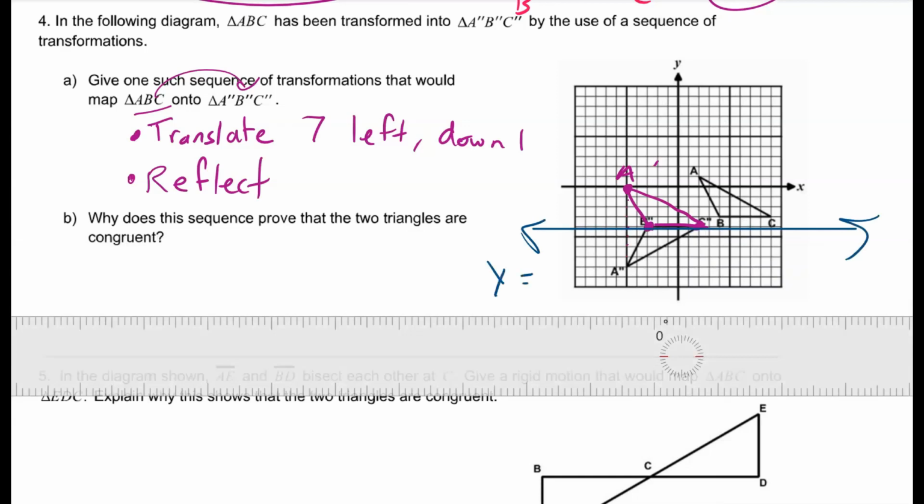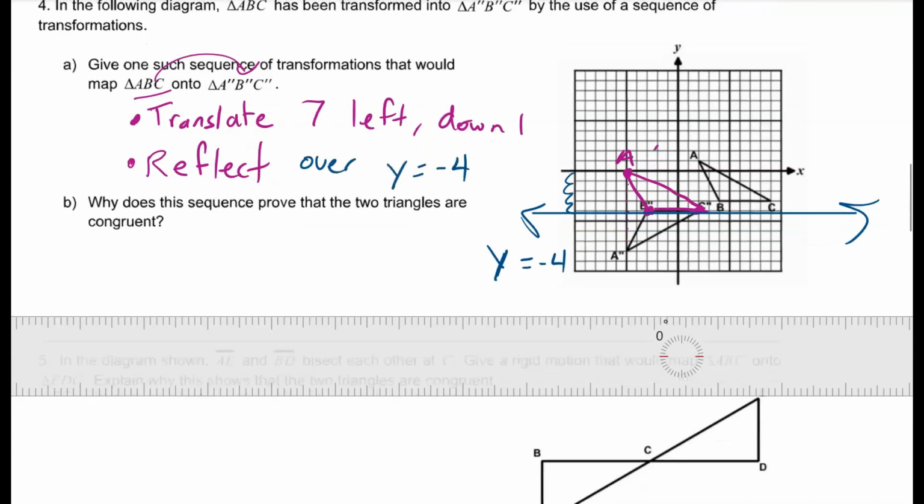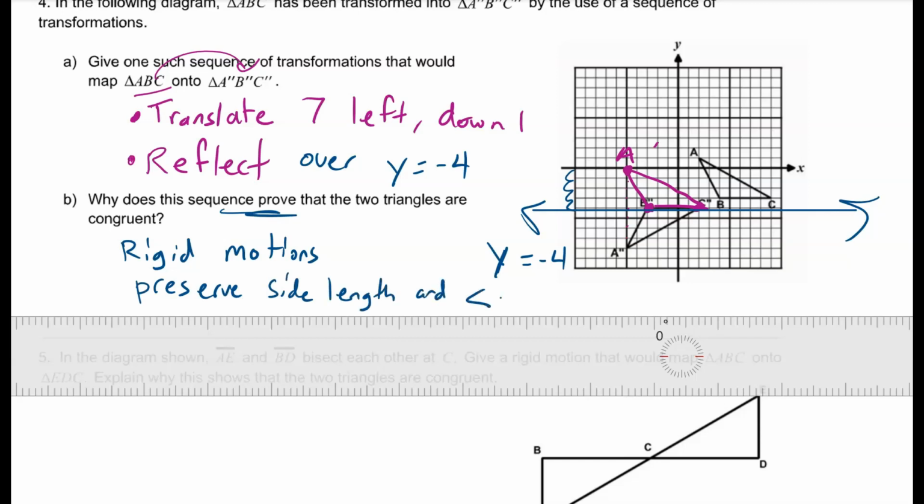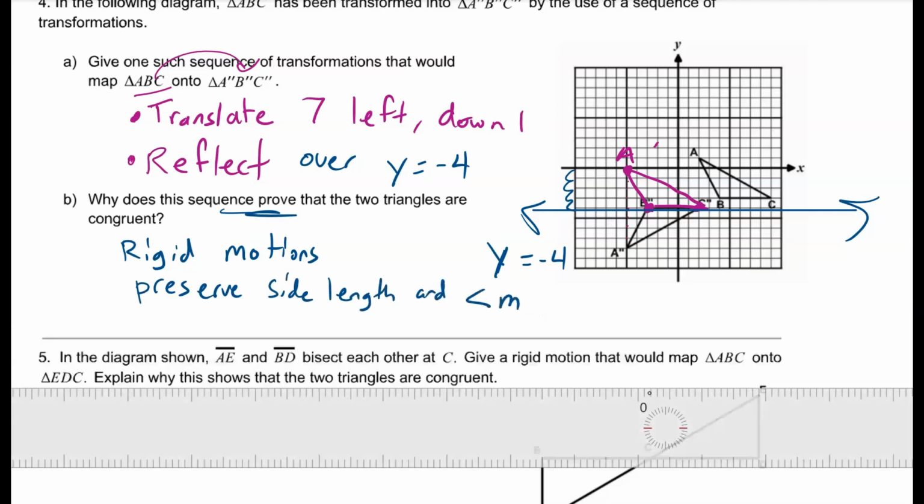Remember that all horizontal lines are of the form y equals whatever that y value is, and that's 1, 2, 3, down 4. So I'm going to reflect over y equals -4 to get those two triangles to map onto each other. And the whole idea here is that this is how we could prove that the two triangles are congruent, because these are both rigid motions, a reflection and a translation, and I know that rigid motions preserve side length and angle measure. That's going to be my justification for why these two triangles are congruent. So all I did was move them and then reflect, so it doesn't change the size or the shape.